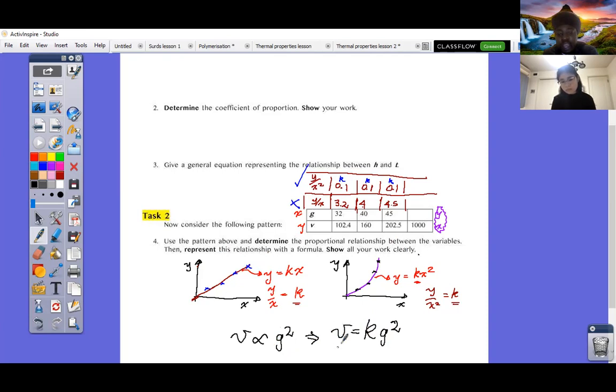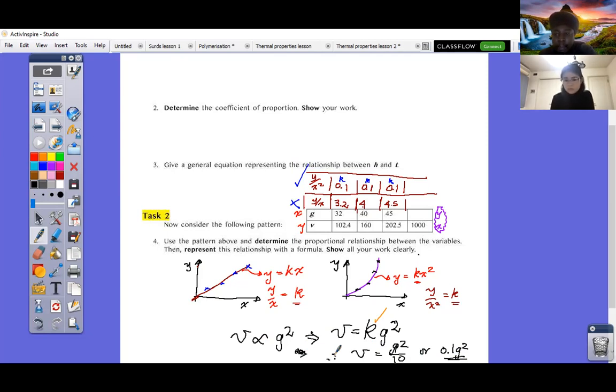But that's not the end of the game, because I need to work out what k is. And I've already worked out what k is. Where did I work out what k is? I worked it out here. 0.1. So k is 0.1. So therefore, I can finish off my answer and say V is equal to 1 over 10 g squared, or g squared over 10, or you can write 0.1 g squared. Any of these will be acceptable.